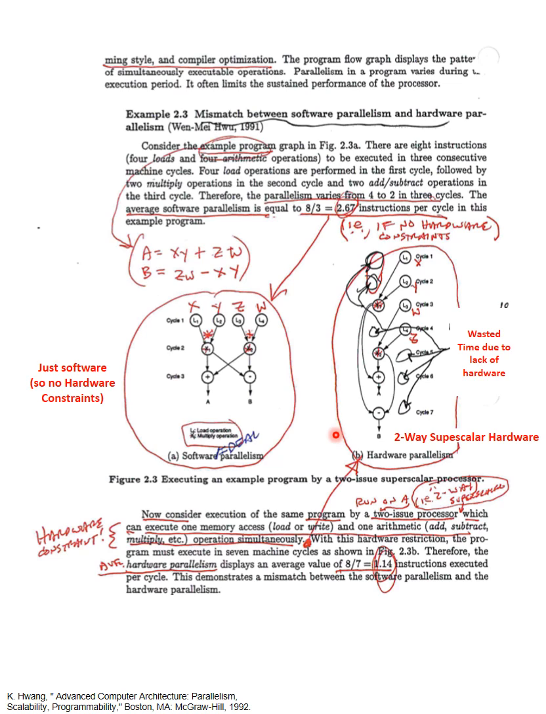And so now our degree of parallelism is 1.14 as compared to the 2.67. So we're going to do a couple examples of this, but first we're going to look at this same example by doing a multi-core multiprocessor system.